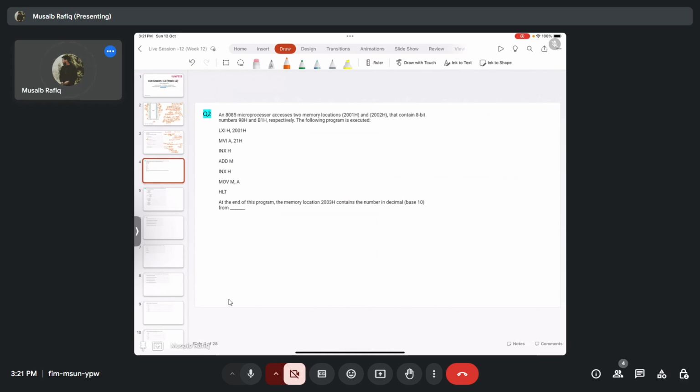It states that an 8080 microprocessor accesses two memory locations, 2001 hex and 2002 hex, that contain 8-bit numbers 98 hex and B1 hex. The following program is executed, and at the end of this program, the memory location 2003 contains the number in decimal. So you need to tell what number in decimal will be contained at the memory location 2003 hex. I'll just wait for a couple of minutes. You can solve this question and type your answer in the chat box, and then I'll show the solution.